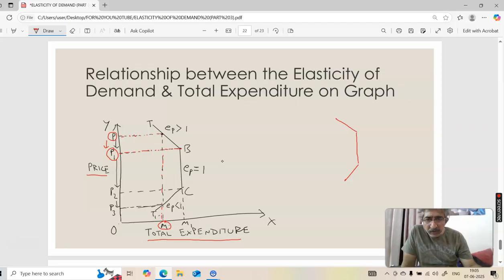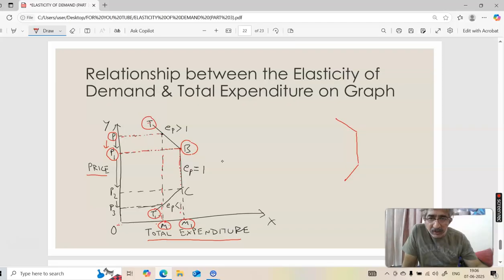Now we come down at this point where it's touching this line. Let's come down vertically. So the expenditure is OM1. So what has happened to the expenditure? Expenditure has increased from OM to OM1. This whole line or curve, you can call T and T1. You can see it's the total expenditure curve. Are you understanding? This T1 is the total expenditure curve.